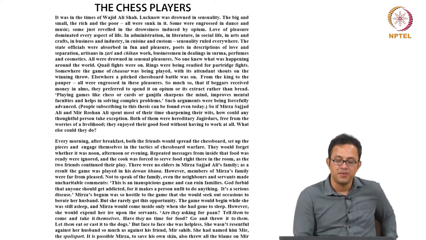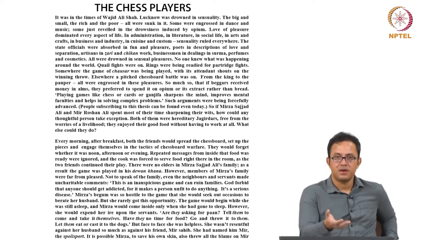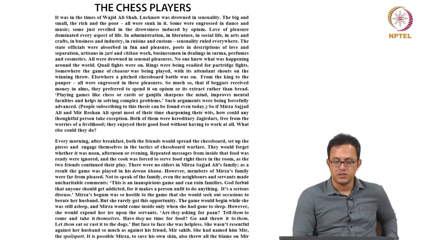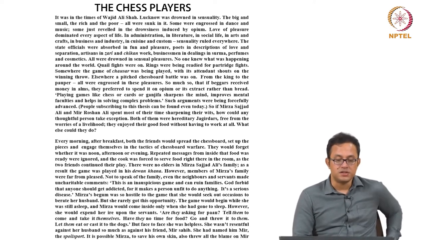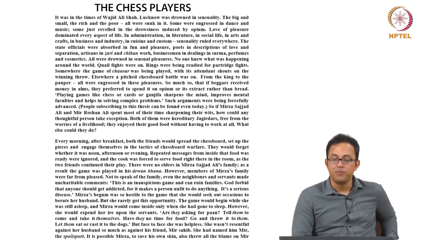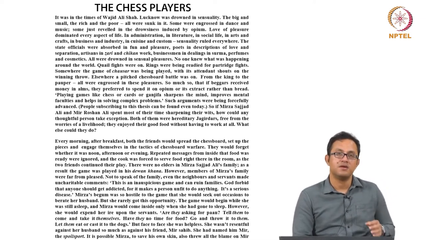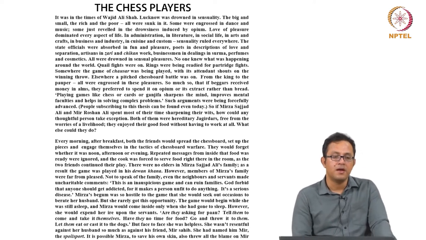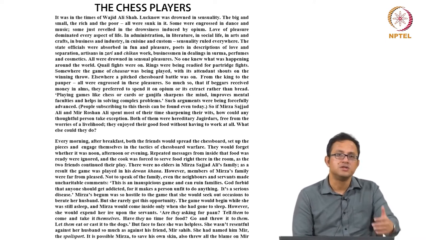Everyone is intoxicated. Different kinds of sensuality, art, alcohol, opium, etc. And we are given a little description of the kinds of sensuality which were prevalent in Lucknow at that point of time. Some were engrossed in dance and music, some just reveled in the drowsiness induced by opium. So again, opium becomes an important metaphor, an important symbol over here. It's an instrument of numbness, right? Something which is going to numb your nerves, and again, make you unproductive, make you lethargic in quality.